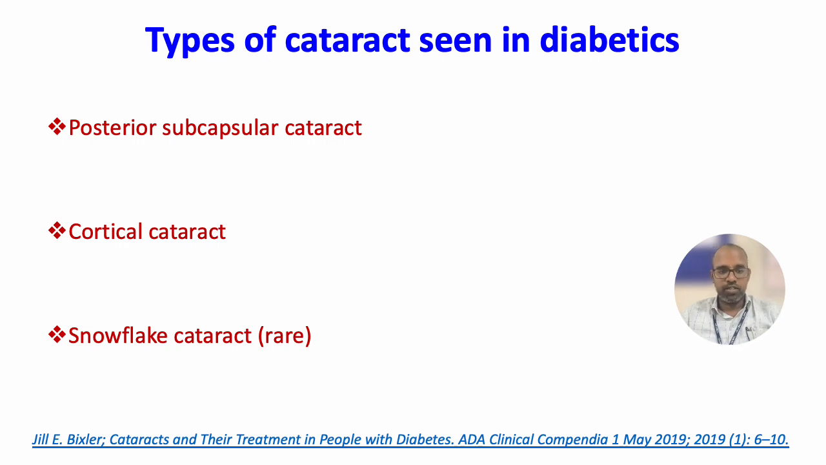So to conclude, there are many types of cataracts in diabetics. However, in diabetes, these are the three common types. It can be posterior subcapsular, cortical, and very rarely snowflake cataract.